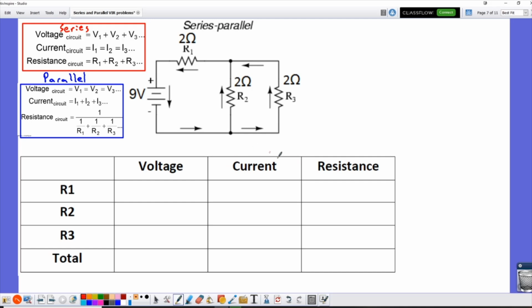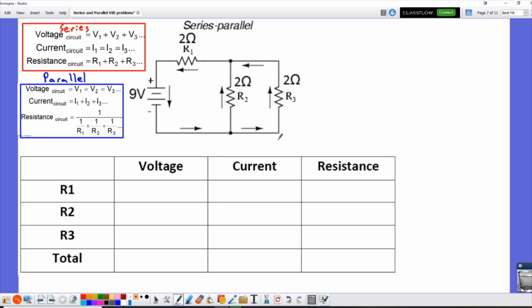So what you want to do first with a circuit like this is split it up first by condensing it together so that you can find the total equivalent resistance and the total equivalent voltage, and then hopefully you can find the current from there.